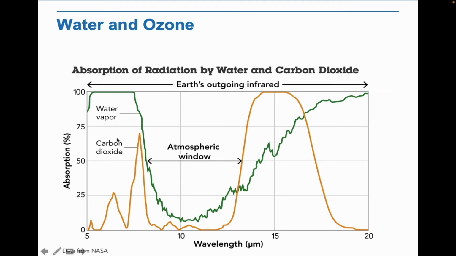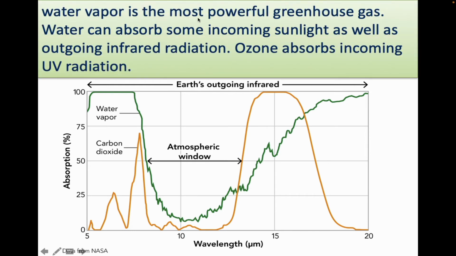Now you have this graph, which is water and carbon dioxide. Water vapor is the most powerful greenhouse gas. Water absorbs incoming sunlight as well as the outgoing infrared. But the ozone absorbs incoming UV radiation. So not only CO2, but also water vapor absorb some of the infrared.